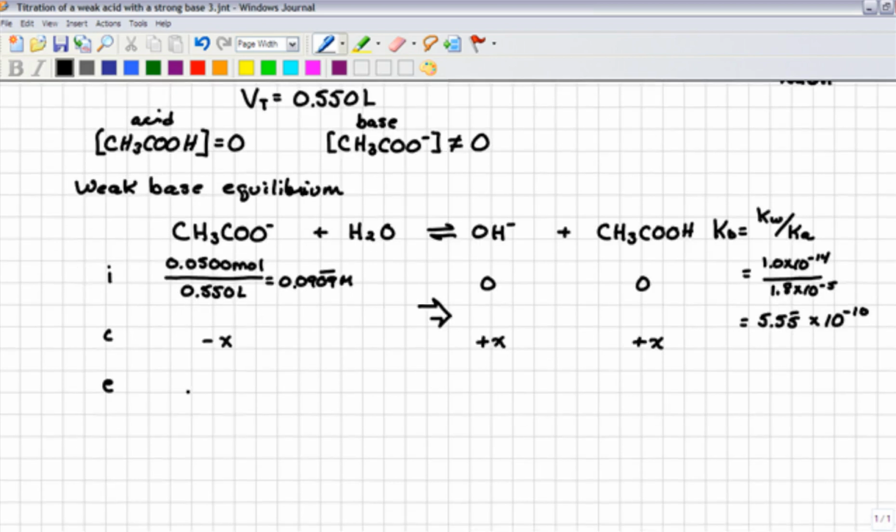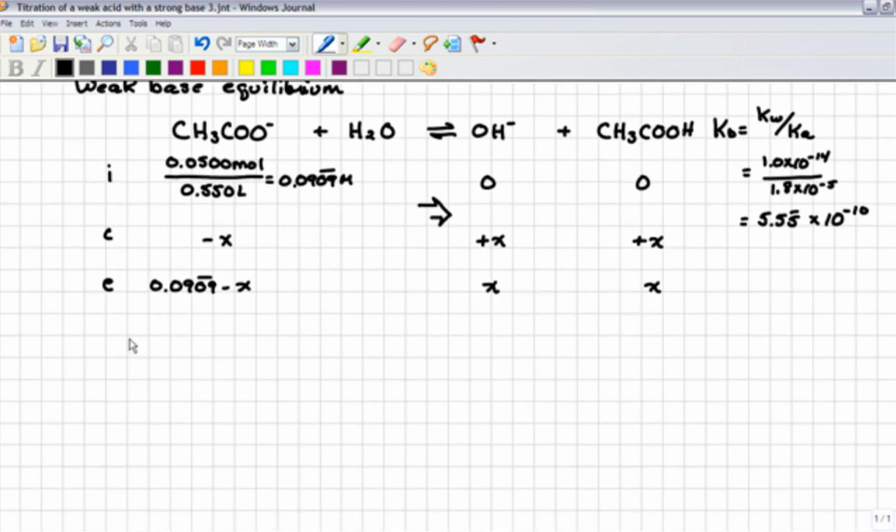Okay. Now, that leaves us with equilibrium concentrations of 0.0909 minus X and X and X. And then we've got some arithmetic to do. Okay, we've got the equilibrium constant expressions. The law of mass action tells us that K sub B is going to be equal to the concentrations of the products. It's a weak base equilibrium, and so we've got these as the products, and the reactants, actually the concentration of the acetate ion.